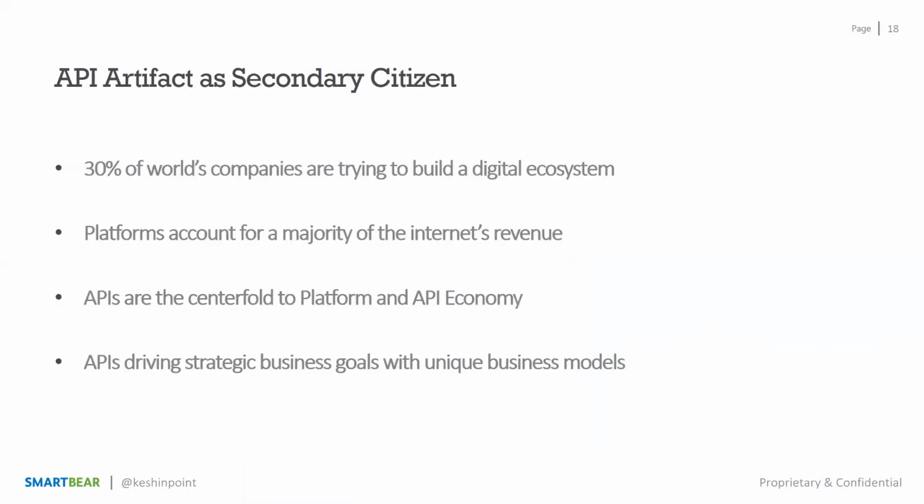So quickly, what this means is that APIs are no longer secondary citizens. They're no longer things where you say, oh, I have a product or a service, let me just build out an API. It's really important to start thinking about your API strategy from the get-go, because 30% of the world's companies are trying to build digital ecosystems, and you don't want to be left behind. And so the big way to go about the platform ecosystem and leverage the economy we're in is to use APIs.